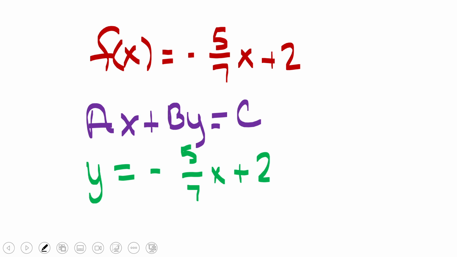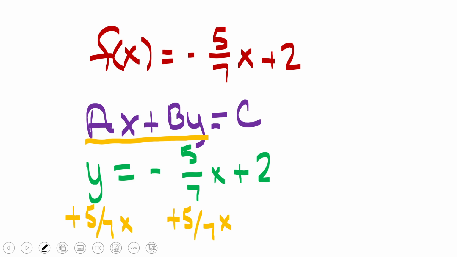We're going to add 5/7 x to both sides algebraically to move the x term to the side, as in this format. We have a y term and an x term on that side of the standard form equation. So if we add 5/7 x to both sides, we now have 5/7 x plus y equals 2.